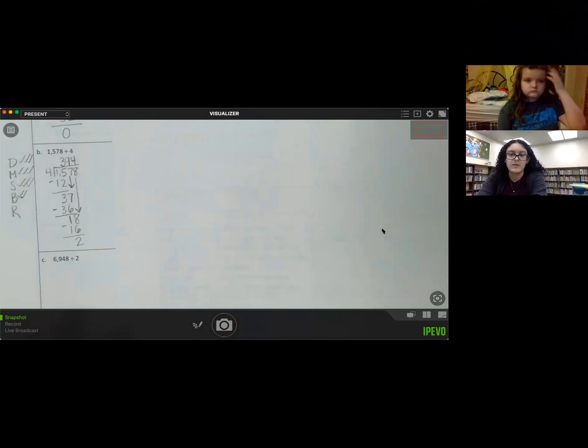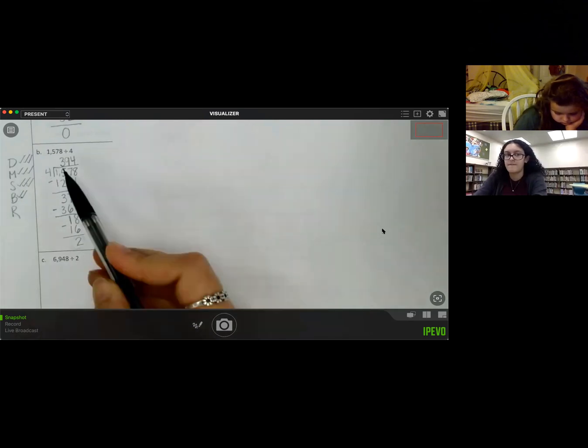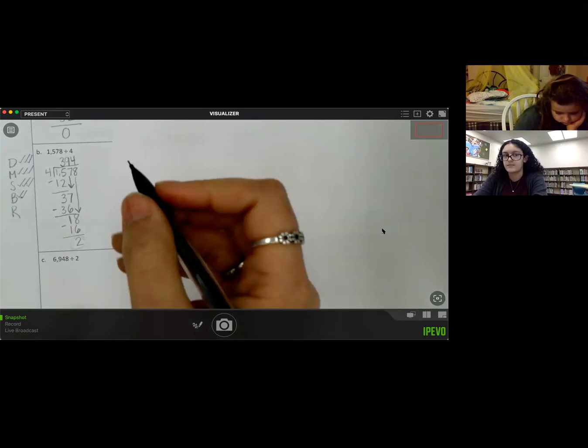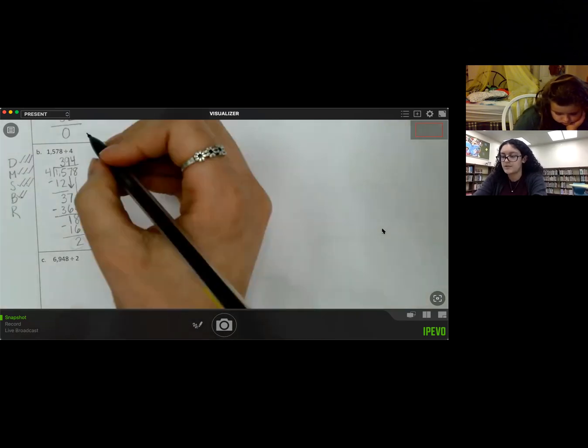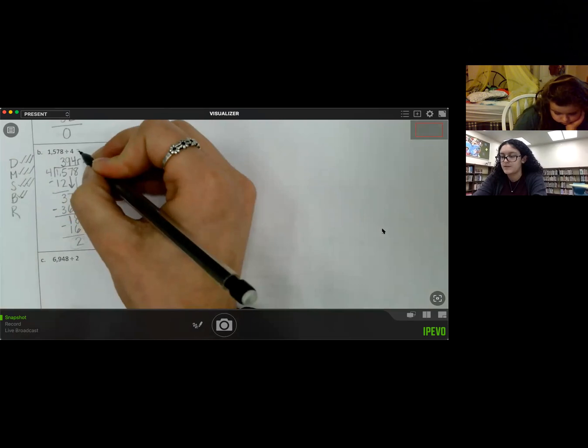All right, so Zoe, is there anything to bring down? No. Nothing left to bring down. So our remainder is 2. Our remainder down here is 2. So what's going to be my final answer that I can write up here? 394 R2. Right, R2, because our remainder is 2. Write that up here.